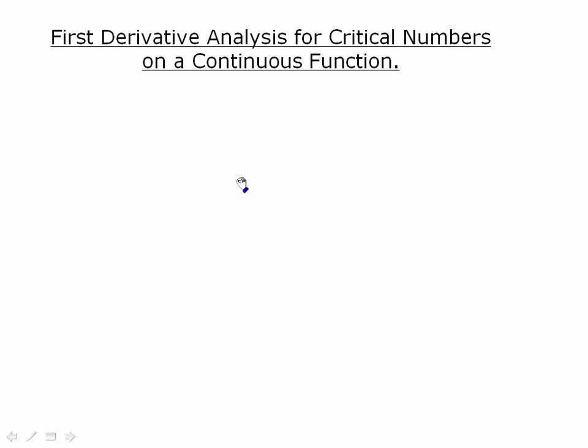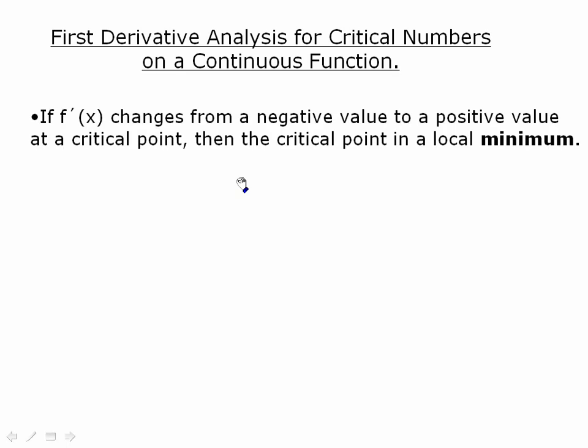Should point out that the very first lesson we did in this unit was basically that, the first derivative analysis. So really all we're doing now is adding a few little details to it, and then actually in a few of the examples we'll put them up on a graph. We'll sketch them and see if we can make some sense of it. So it isn't really a big step forward, but it adds a few more details that you have to be very, very aware of. So, first derivative analysis for critical numbers on a continuous function.